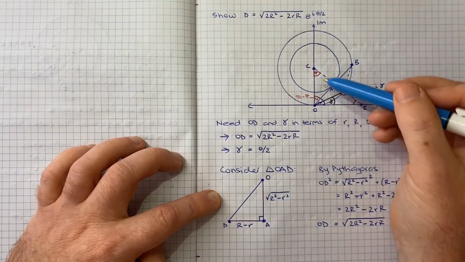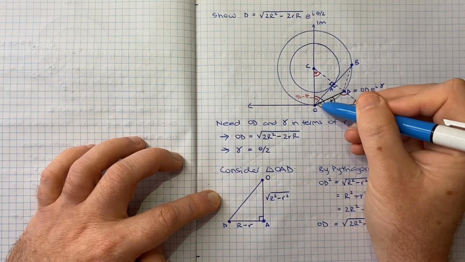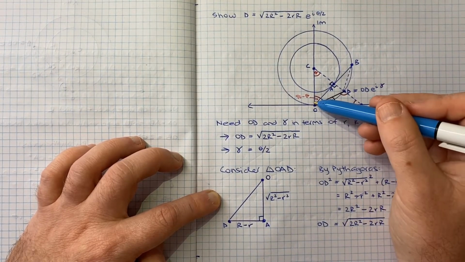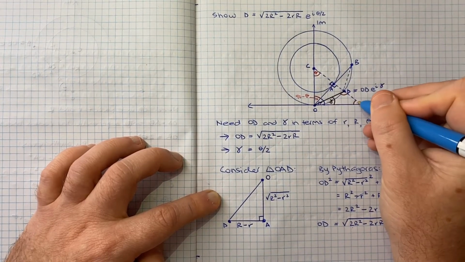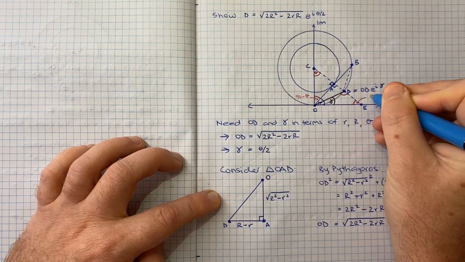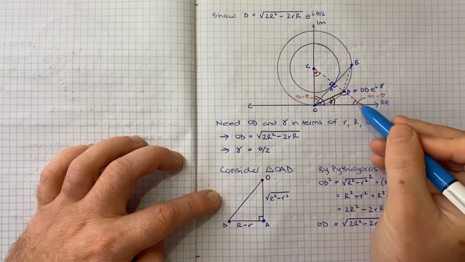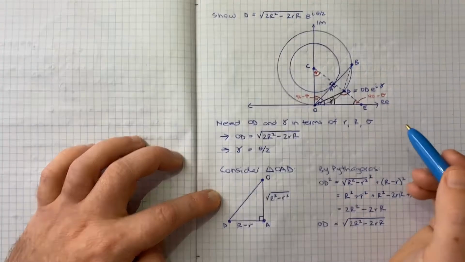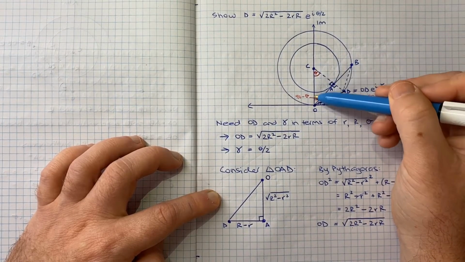Okay, now noting that this big triangle OCE is a 90-degree triangle, this angle E would be 180 minus 90, which is 90, minus theta. So this angle here actually becomes 90 minus theta. And now if we can just find this angle in here, we've got everything we need. And I think what's going to help us for that angle is this triangle COD.